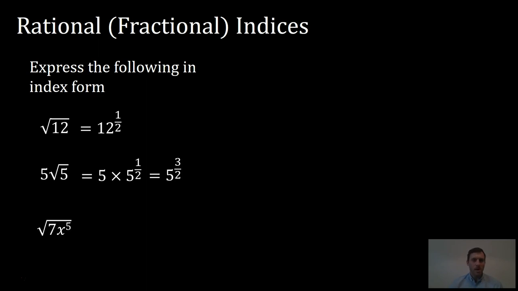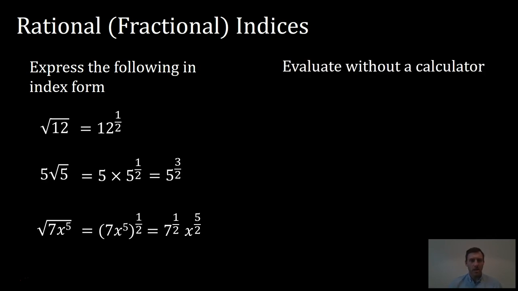Now we have the square root of 7 times x to the power of 5. We know that this is 7 times x to the power of 5, all to the power of a half. Now we can bring the power inside the brackets. We have 7 to the power of a half times x to the power of 5 times a half.